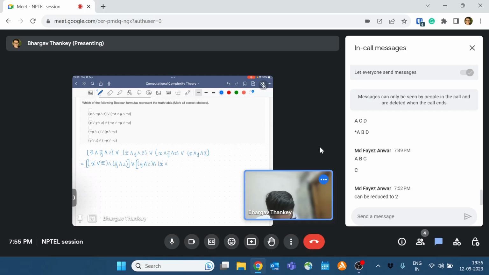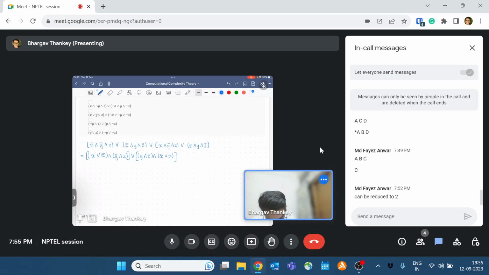X complement or x. Yeah, so now x complement or x in both cases is 1. So this is just y complement and z or y and z complement. So is this an option, y complement and z or y and z complement? Yeah. So this is true.